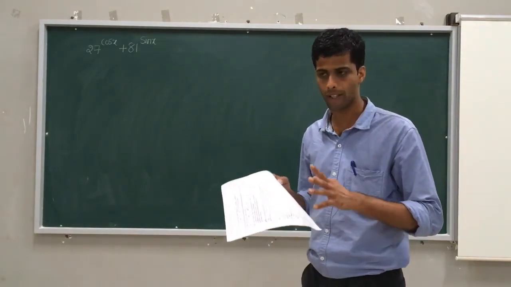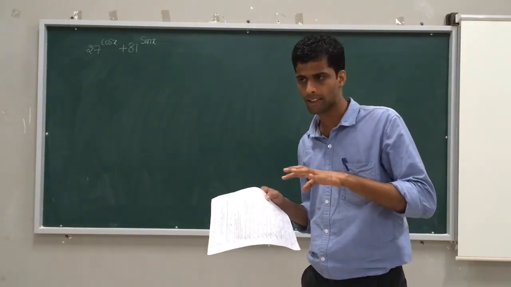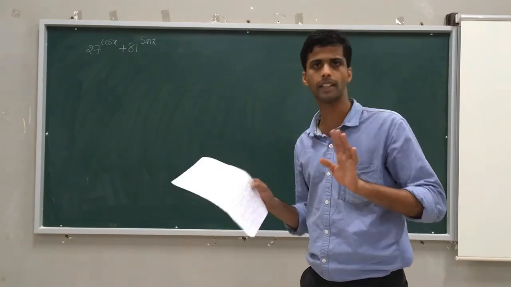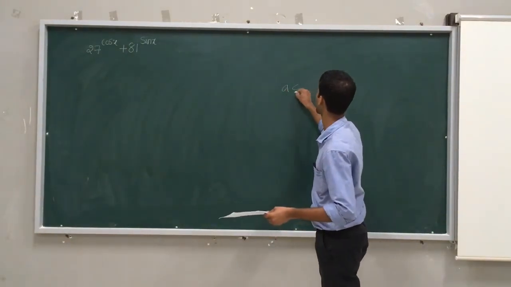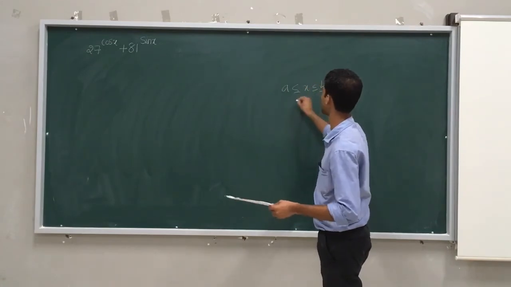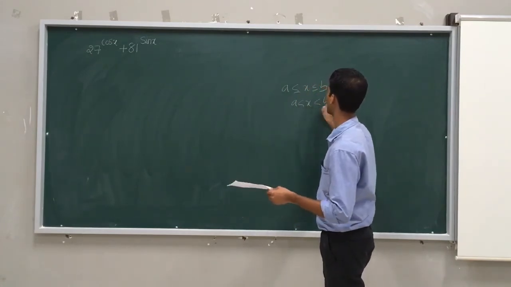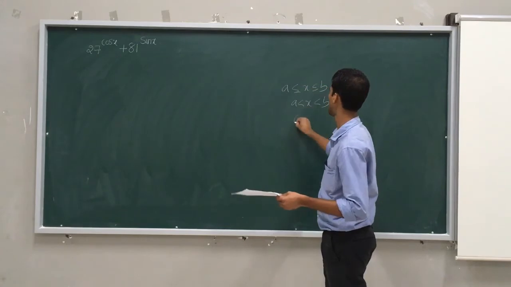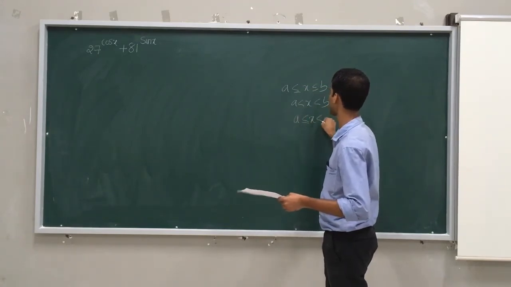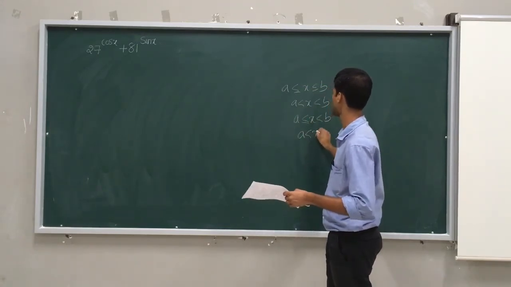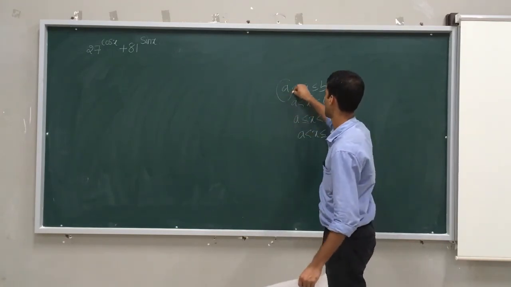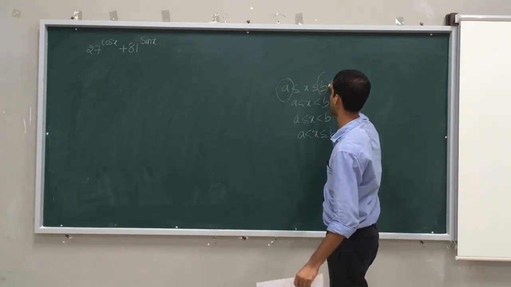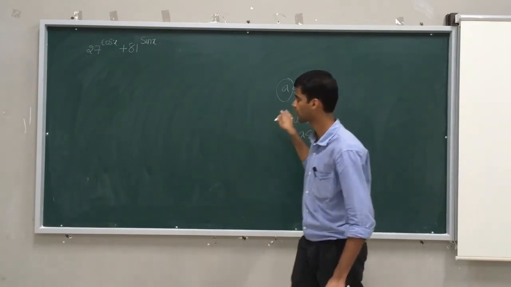Whenever a question has minimum or maximum, always keep one thing in mind. You need to bring it into an inequality fashion. It may be a less than x less than b, or a less than or equal to x less than b, or a less than x less than or equal to b. Try to bring it in this fashion, where a is the minimum and b is the maximum.